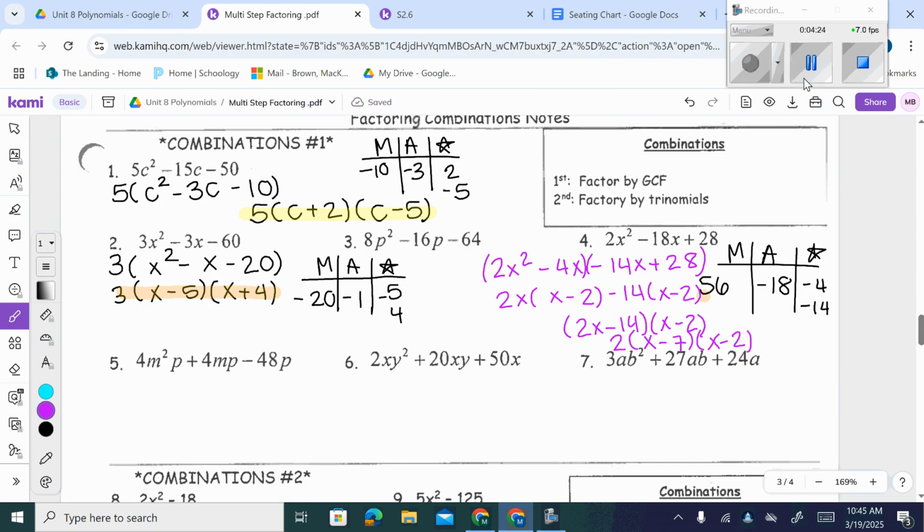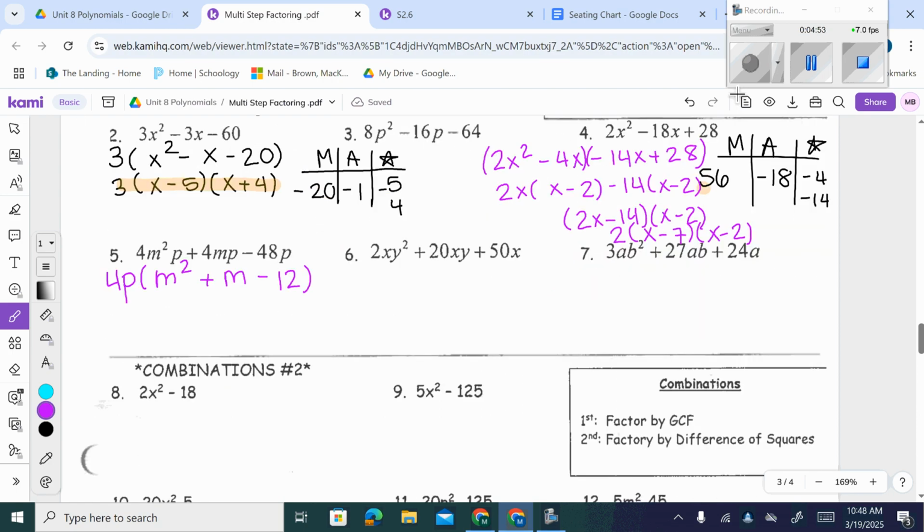And then if you want to keep going, okay, what is the GCF? 4, but they also all have a P. So I'm going to take out a 4P. Are we okay with that? And then it's going to become M squared plus M minus 12, because you have to divide them all by 4P. Are we okay with that part? Yes or no? Are we okay? Yeah. Okay, now you got to check for magic number. Okay, what are you multiplying to?